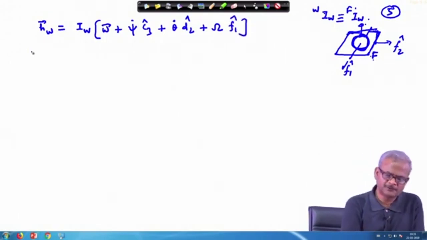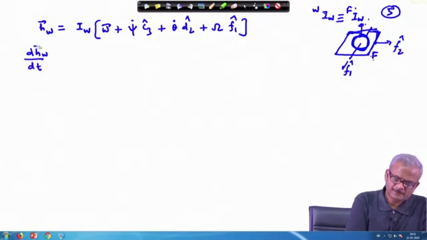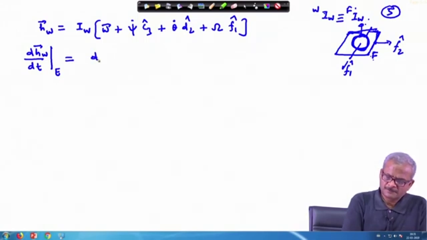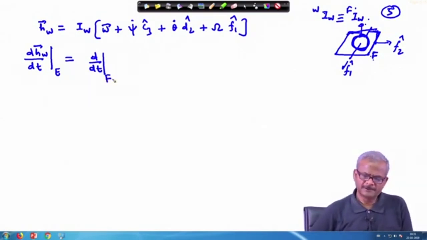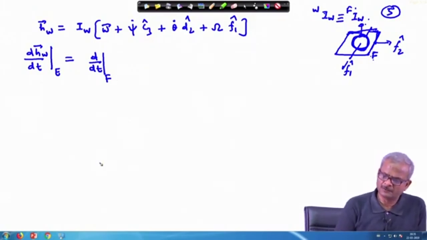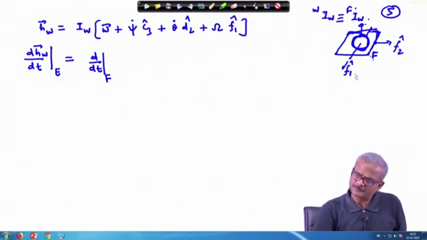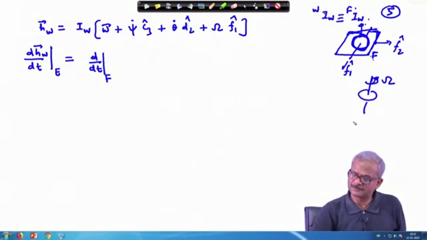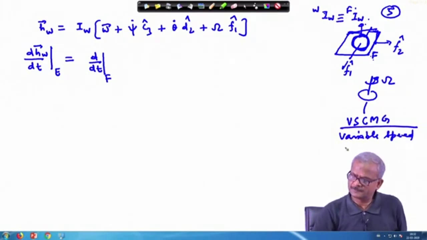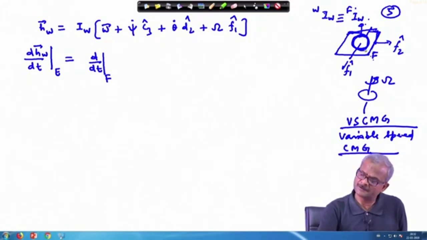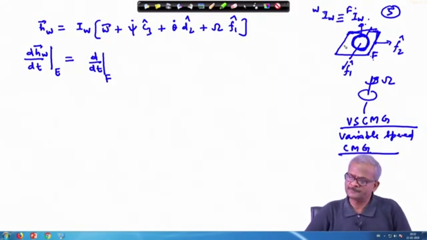And we need to differentiate this in order to get the d h by d t of the wheel with respect to the E frame. So, this we will do first with respect to the F frame, in which the wheel moment of inertia is not changing, and thereafter we can go up. Here I am discussing a case where the wheel speed, the angular velocity of the wheel, is also changing, and this is called variable speed control moment gyros, variable speed CMG, and this provides 3 degrees of control.